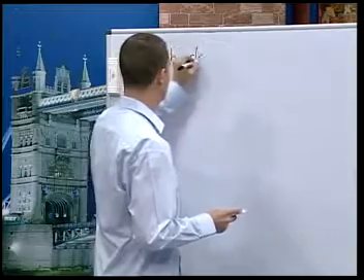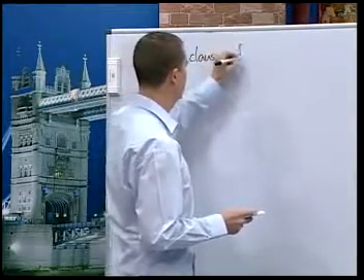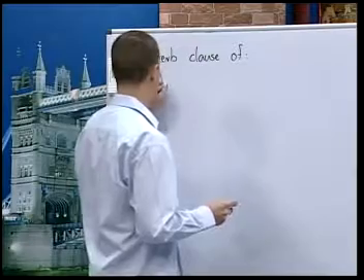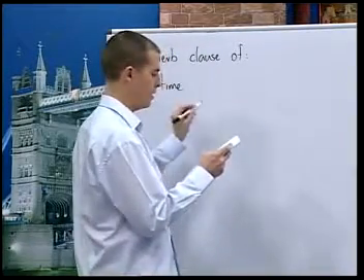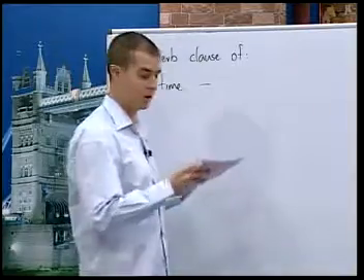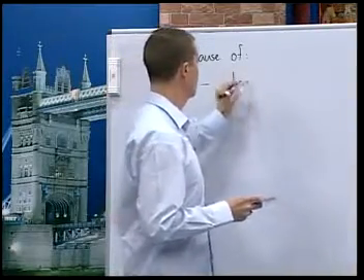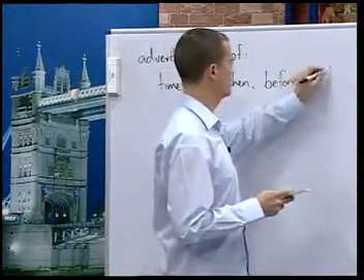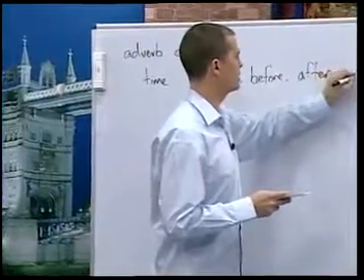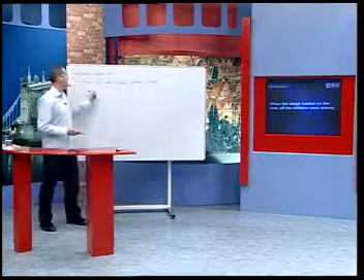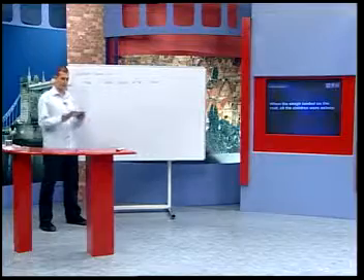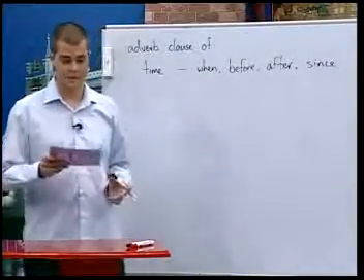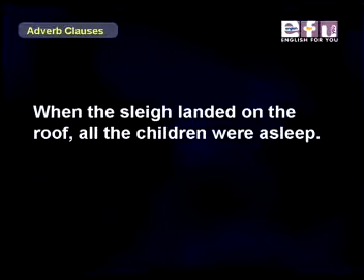So we have adverb clauses of time. And these are introduced with words like when and before and after or since. Adverb clauses of time using when, before, after and since. As in this sentence, when the sleigh landed on the roof, all the children were asleep.